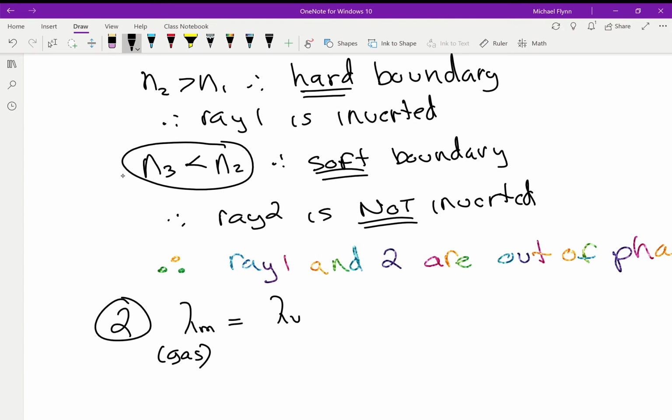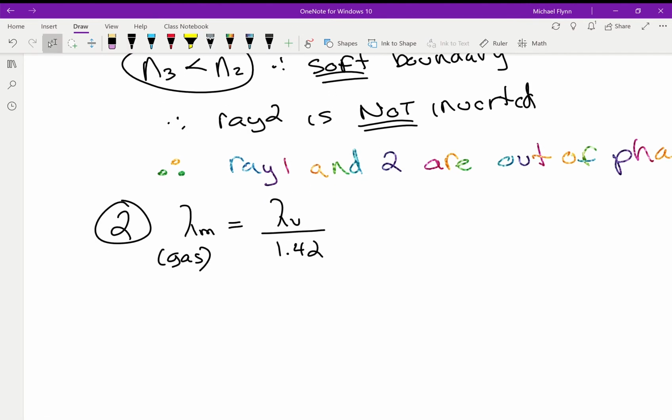vacuum, divided by the index of refraction in the medium. So that's going to be 1.42. Okay, now we're just going to leave that alone because we're not going to solve yet for the wavelength, or anything. We're not going to use a wavelength just yet. And I'm just going to say note.